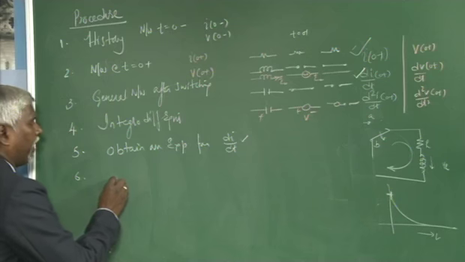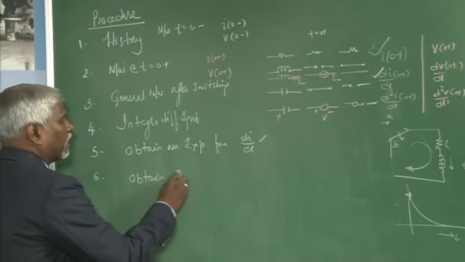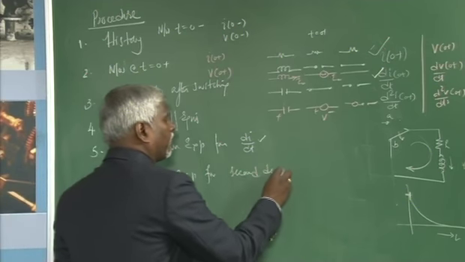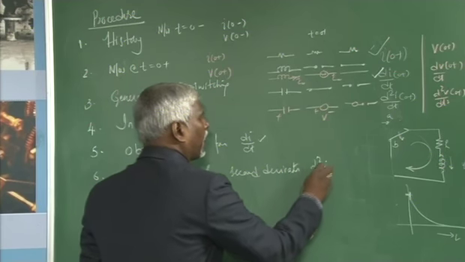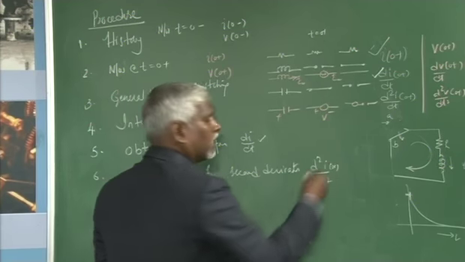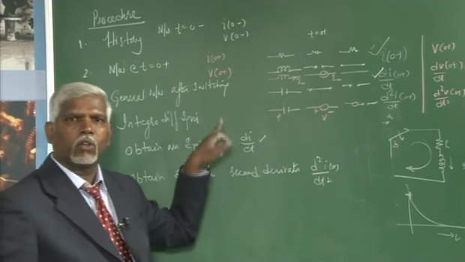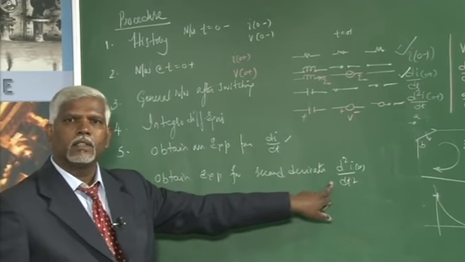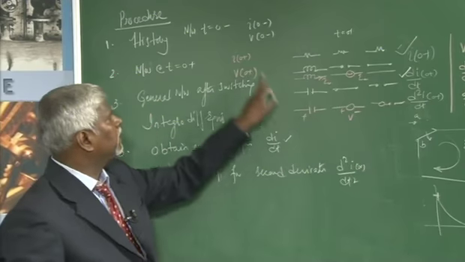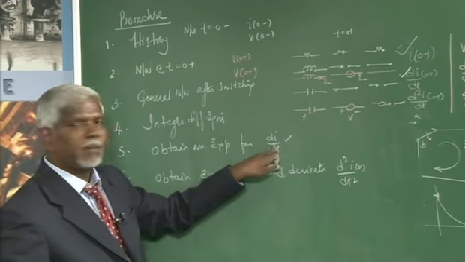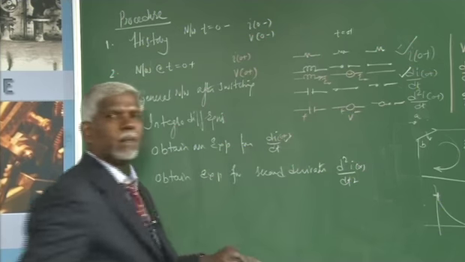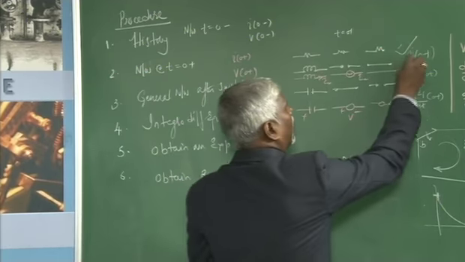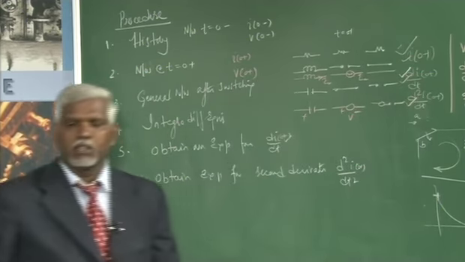Sixth, obtain an expression for the second derivative. Second derivative means d squared I by dt squared: differentiate the equation you obtained, the integral differential equation, obtain the second derivative, simplify that, and using the initial value of current I at 0 plus and di by dt at 0 plus, obtain the second derivative and so on. This is how we can obtain I, di by dt, d squared I by dt squared. So, these are the steps to be followed.